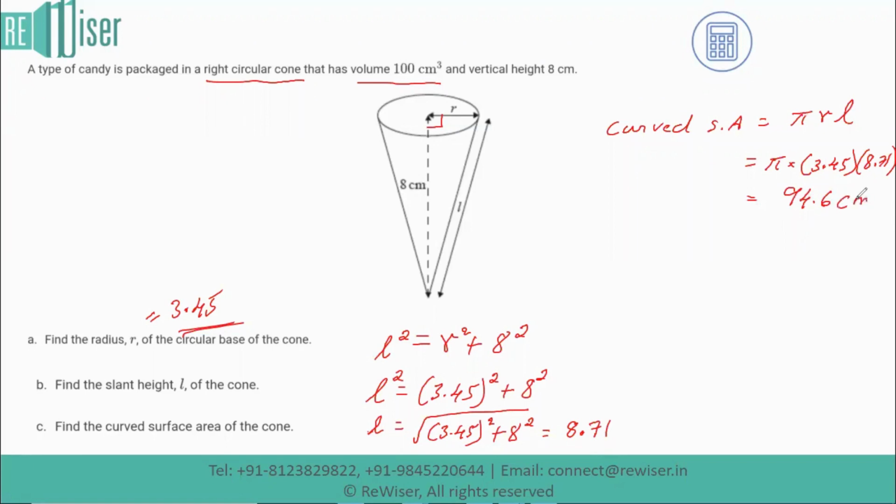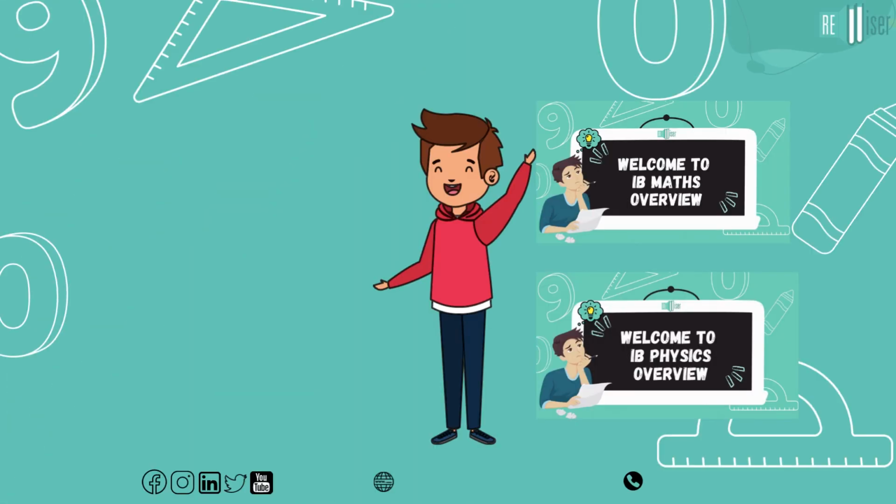And we are talking about area, that's why the unit has to be cm². For L the unit is centimeter, and even for the radius the unit would be centimeter. So these are the right answers for this sum.